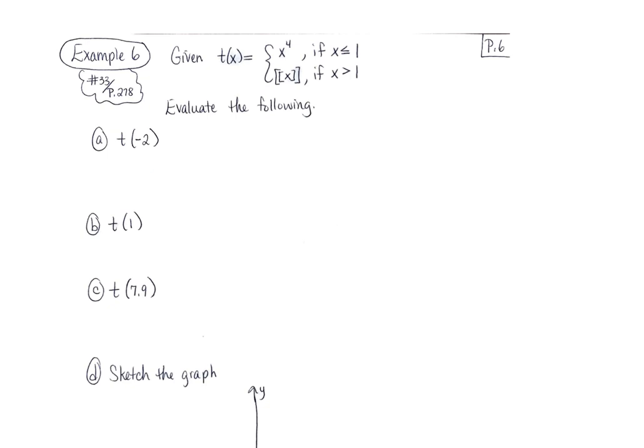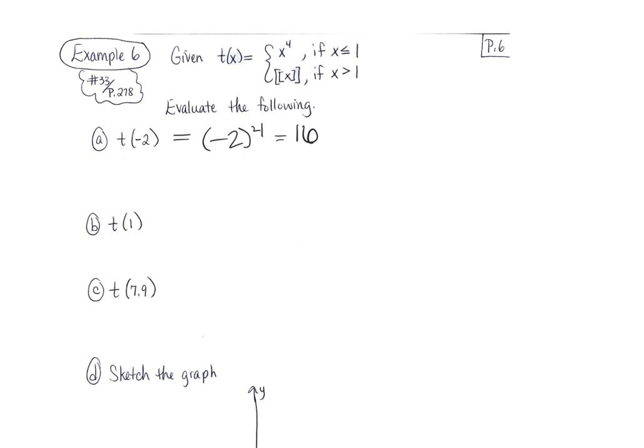Okay, so that's T of -2. And -2 is less than or equal to 1. So use that equation. So it's -2 to the 4th. -2 to the 4th would be 16. Positive 16, not -16.